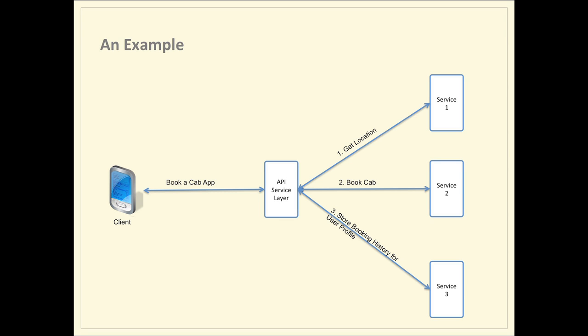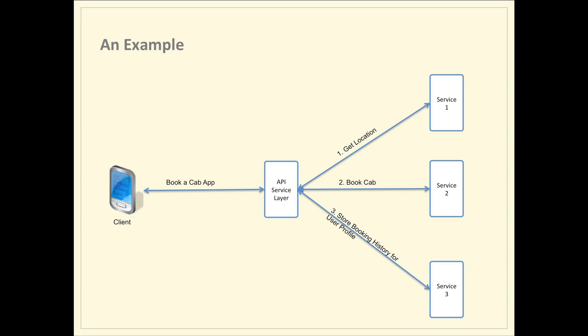Let's imagine there is a cab booking application on a user's mobile phone. What does this cab booking application do? It essentially tries to book a cab based on your present location. That will be your pickup location. And it will also save your booking history so that later on it can be used for billing or it can be used for more bookings, right?